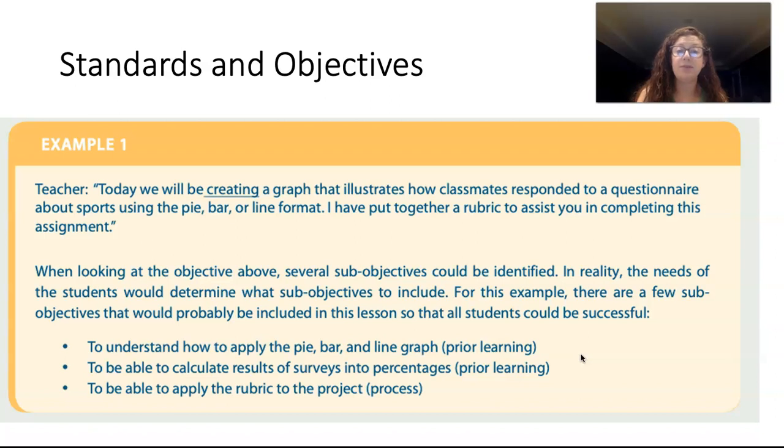For this example, there are a few sub-objectives that would probably be included in this lesson so that all students could be successful, like understand how to apply the pie, bar, and line graph. That would be from your prior learning, right? Because we're now applying it. So these students had to have learned when to use which graph. Be able to calculate the results of the survey into percentages. Again, that's probably from prior learning. And also be able to apply the rubric to the project. And so that's the process objective. Or if you're giving your students a rubric, you would hope they would use it to understand how they can earn the highest grade possible.